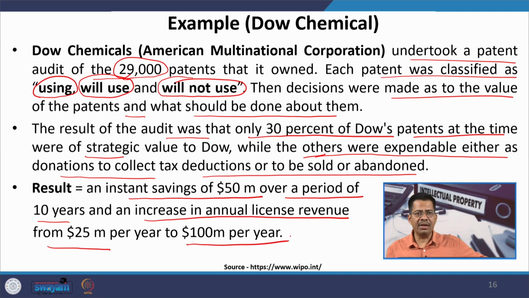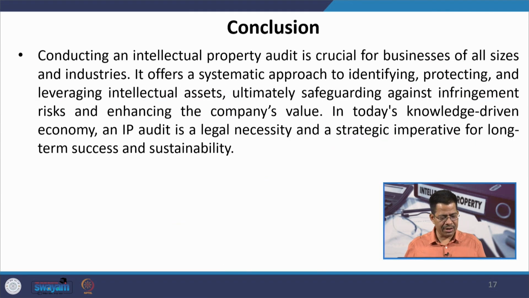So, you see that with this IP audit, there are so many related benefits: you save the cost, and you are now managing only a few, limited IP portfolio. So, you have achieved the objective of lean IP also, you have minimized your waste, and that is why this Dow Chemicals example is a very interesting example.